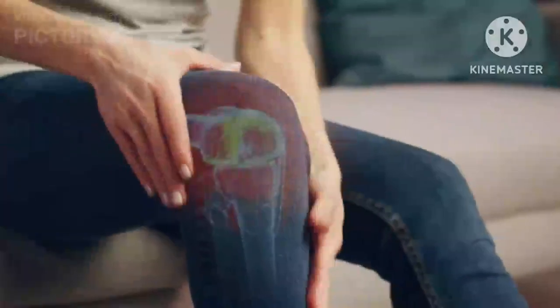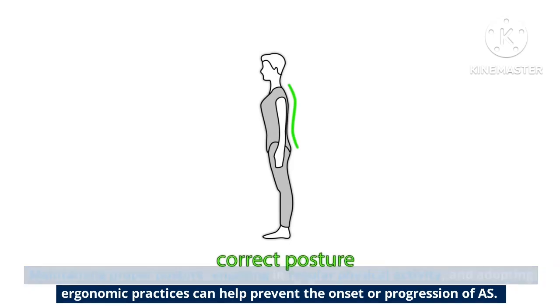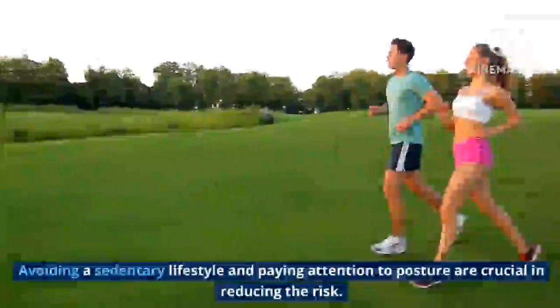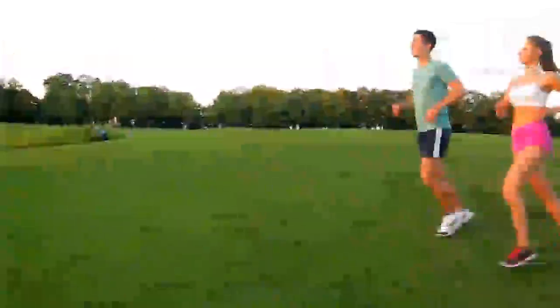Preventive measures. Maintaining proper posture, engaging in regular physical activity, and adopting ergonomic practices can help prevent the onset or progression of AS. Avoiding a sedentary lifestyle and paying attention to posture are crucial in reducing the risk.